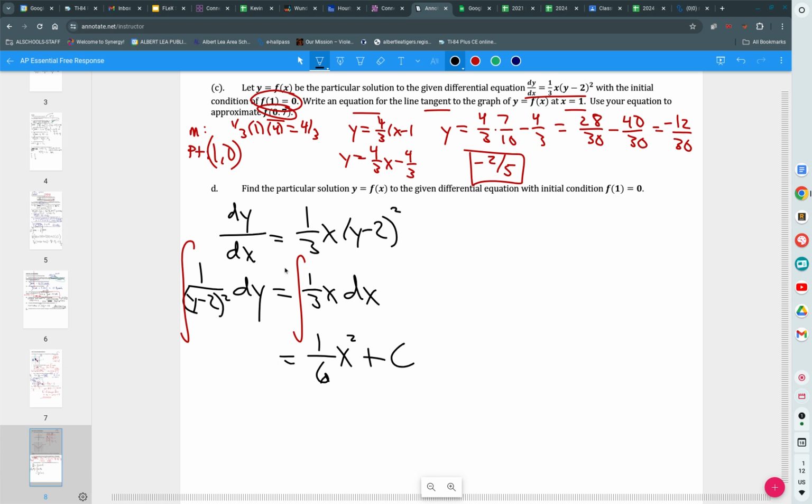What's the antiderivative of 1 over y minus 2 quantity squared? Let's think about this, folks. Suppose we had the integral of 1 over x squared dx. Would you not say that that is simply just the integral of x to the negative 2 dx? So we would add 1 and we would get x to the negative 1 over negative 1, otherwise known as negative 1 over x.